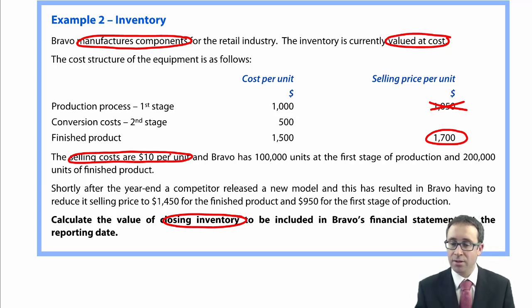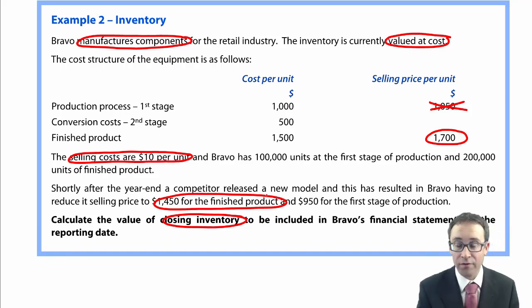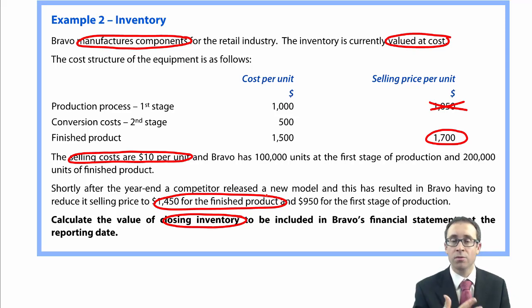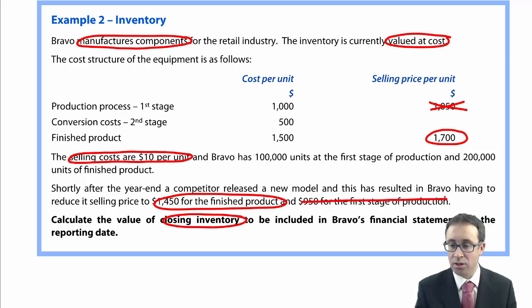We're told there's 100,000 in the first stage, 200,000 of finished product. So once we've got a value per unit, we can apply it therein. And it says there, shortly after the year end, so an adjusting event, a competitor released a new model, and this has resulted in Bravo having to reduce its selling price to 1,450 for the finished product. So that's what we would use to work out our NRV. Yes, it says 950 for the first stage of the production, but that is not relevant.